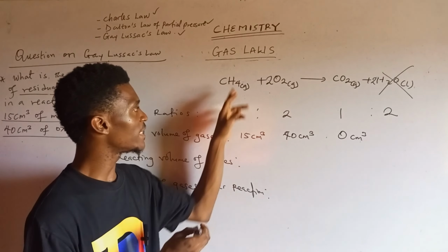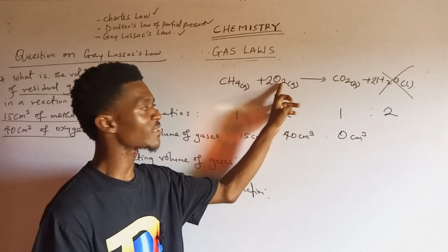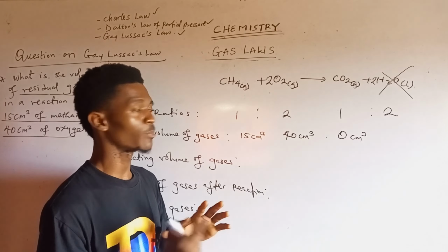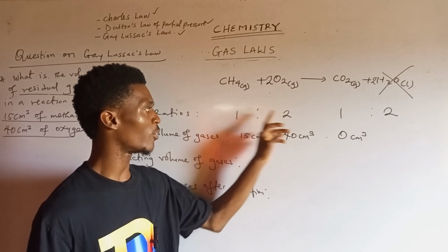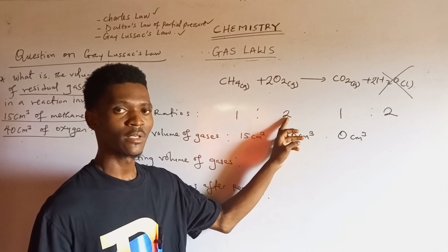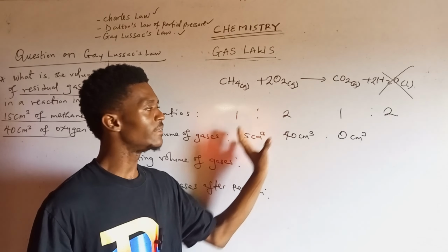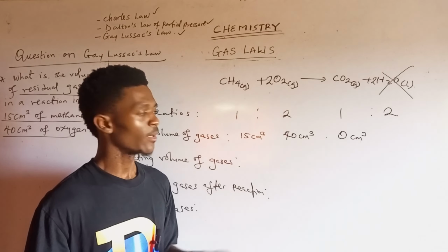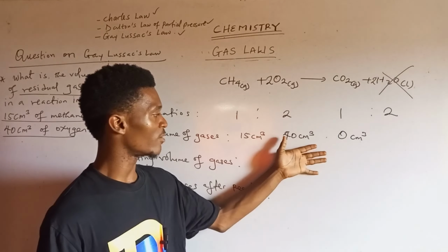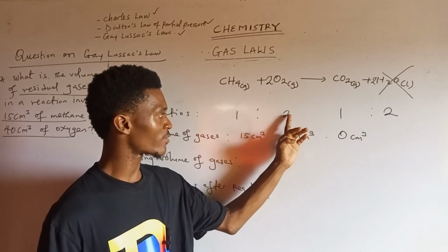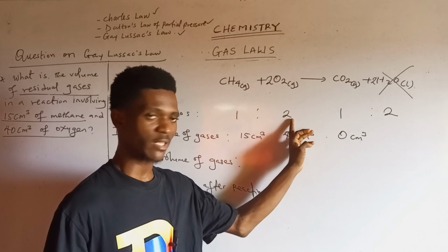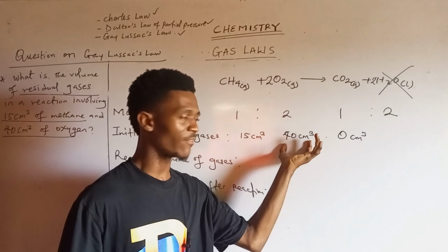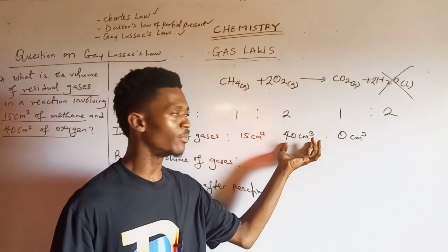So what methane needs is twice of oxygen in terms of its volume. So for it to react completely, remember that methane is 1, oxygen is 2, 1:2. So any volume of methane needs twice that volume to completely react with oxygen. But then again, looking at the side of oxygen, oxygen is 40. If you check the balanced reaction, you have 2 here. So I assume that 2 of oxygen has this volume of 40 cm³.